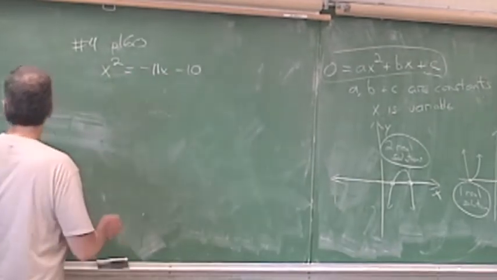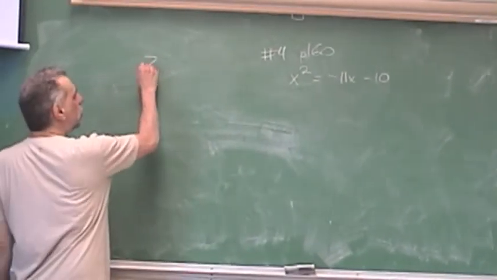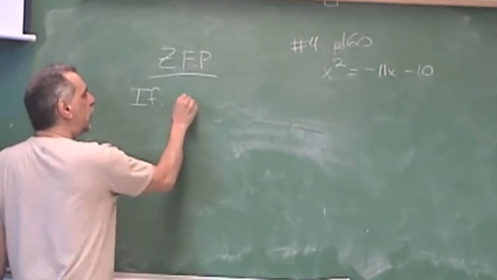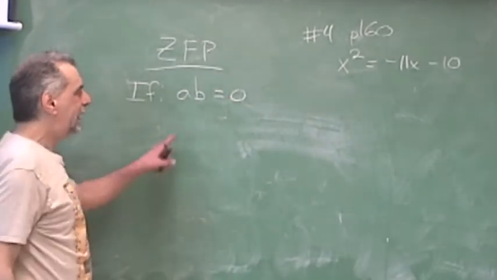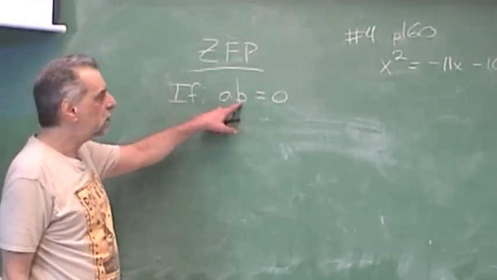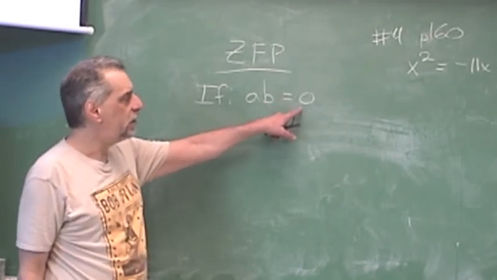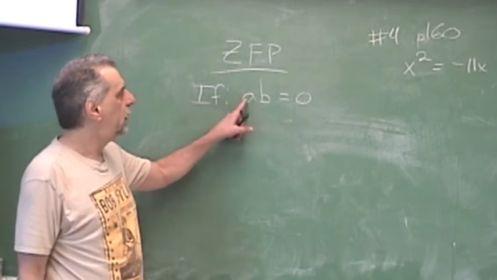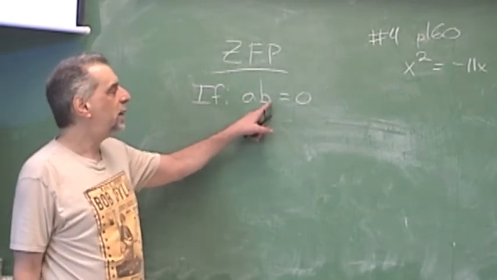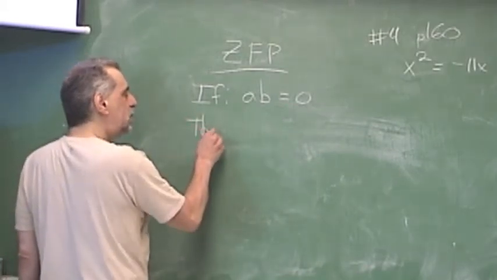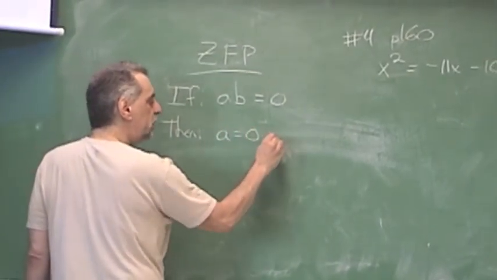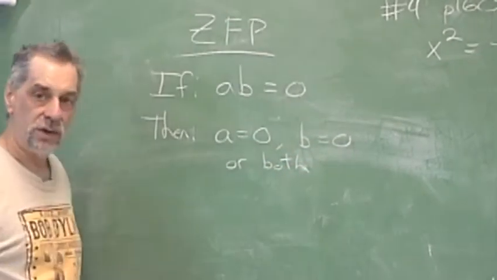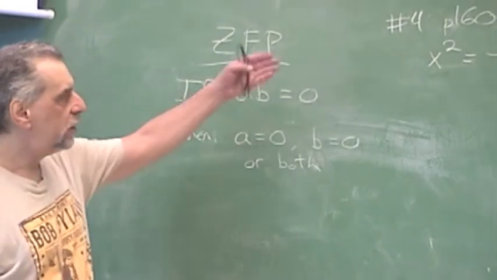So the zero factor property, ZFP for zero factor property. What the zero factor property says is if we have at least two factors being multiplied together equaling 0, and this extends to 3 or 4, however many, but we'll just use 2 for simplicity's sake. If we have 2 or more factors multiplied to get 0, well, that means that at least one of those has to be equal to 0. Either A equals 0, B equals 0, or both equal 0. That's the idea that we're using to solve these equations.